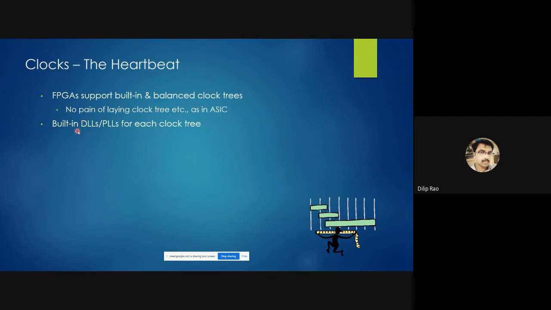FPGA devices come with built-in DLLs or built-in PLLs for each clock tree. DLL is an acronym for delay locked loop, and PLL is an acronym for phase locked loop. They are both identical in a sense. They are used for frequency synthesis. They consume an input frequency and then synthesize it to generate the desired clock frequencies. The desired clock frequencies can be multiples or divisors of the incoming input clock frequency.